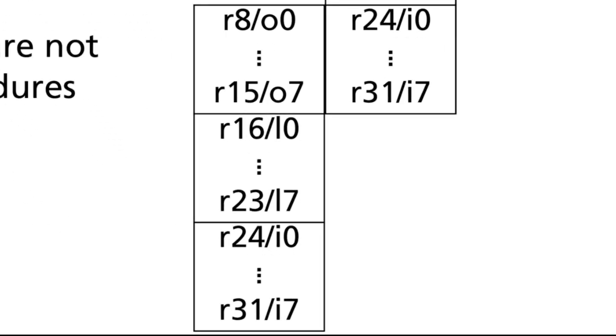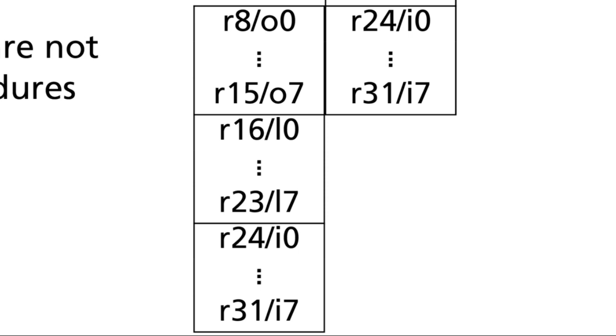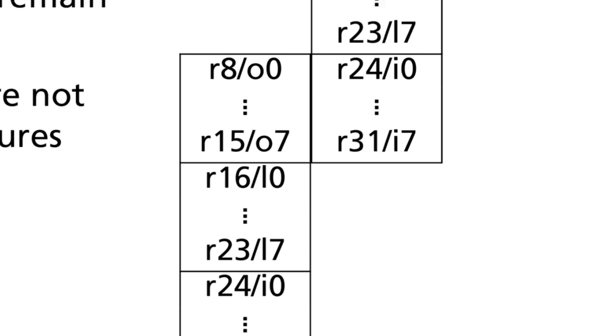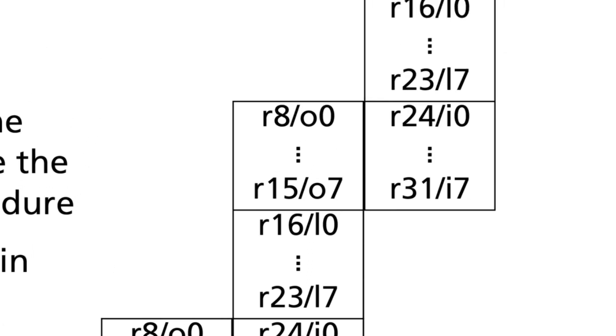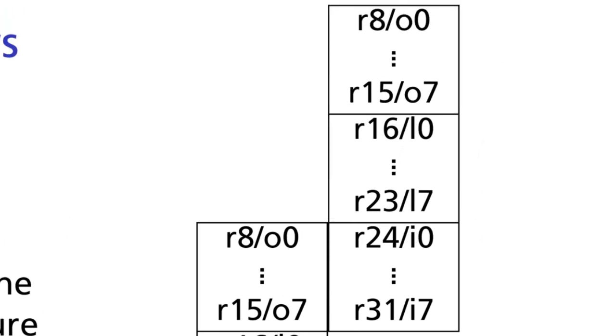A SPARC processor actually has multiple overlapping groups of registers that operate as a stack. This is shown here. When a function is called, the so-called output registers become the new stack frame's input registers, and new local and output registers become visible. Naturally, the 8 global registers remain unchanged.